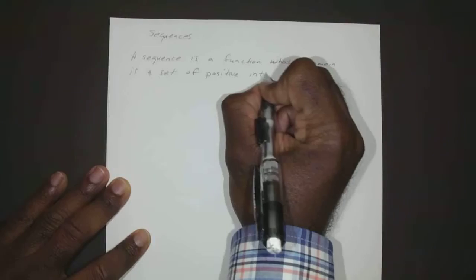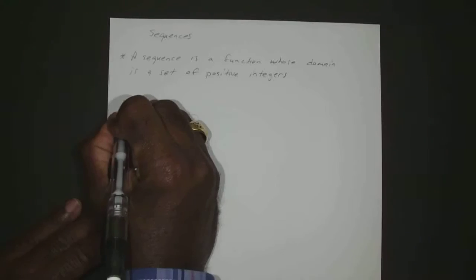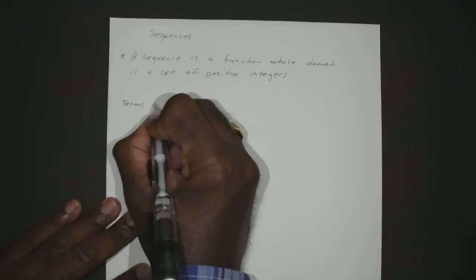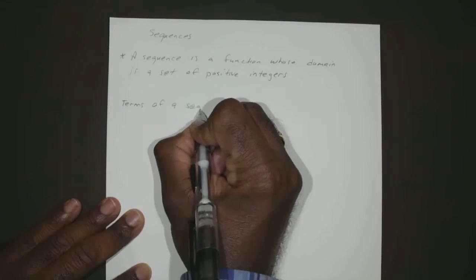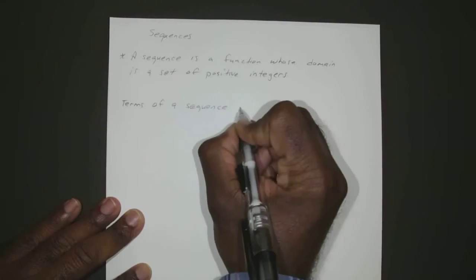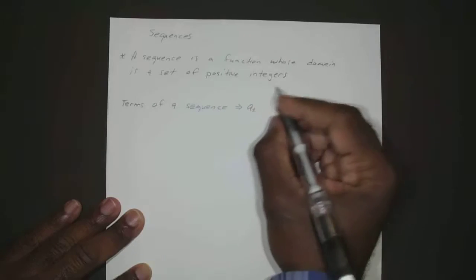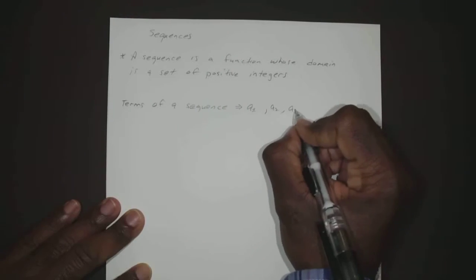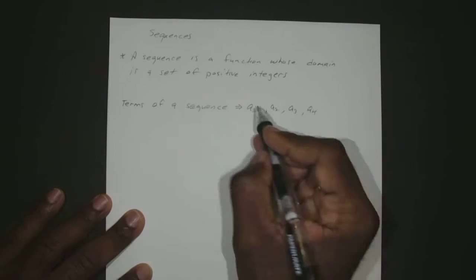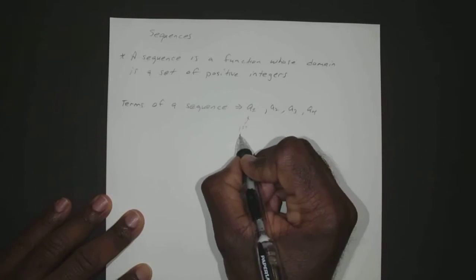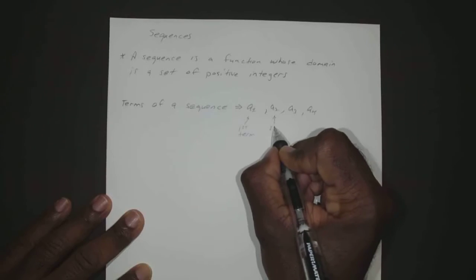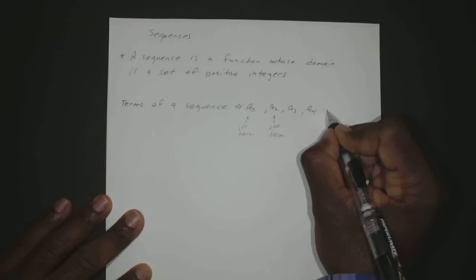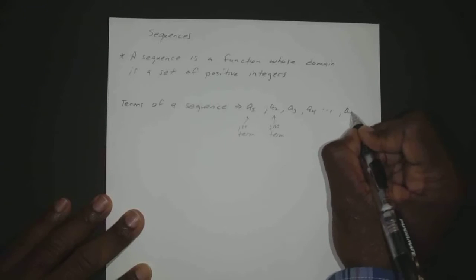A set of positive integers. Okay. So you have the terms of a sequence, which is a sub 1, a sub 2, a sub 3, a sub 4. This is really just saying first term, second term, and it keeps on going till you get to some nth term.